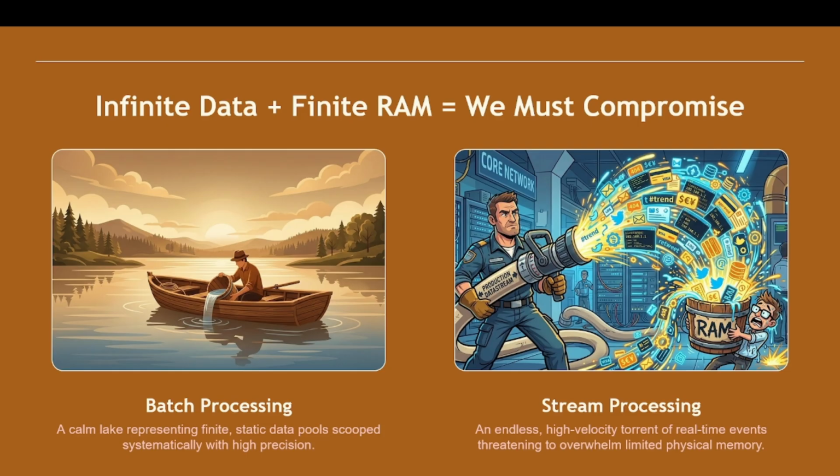Because our RAM is not infinite, it's finite, and the stream is infinite, we face a harsh reality in data engineering. We cannot have perfect answers anymore. We have to accept approximate answers. To survive the stream, we rely on heavy mathematics, specifically hashing, to give us answers that are good enough while using a fraction of the memory.